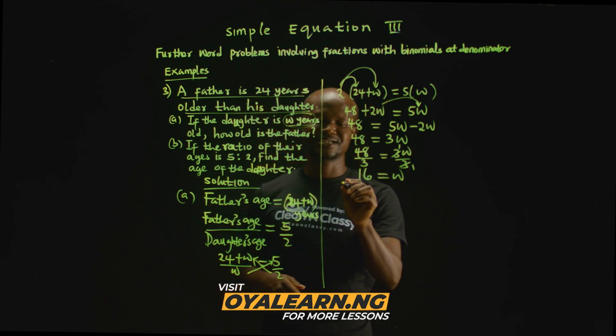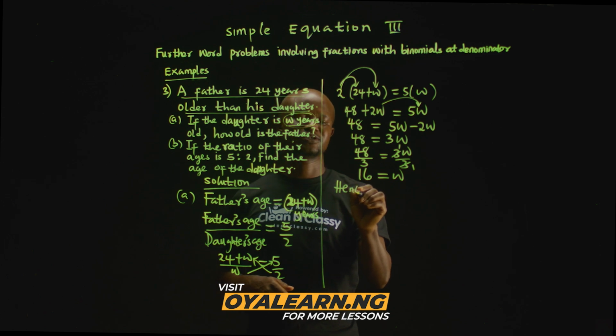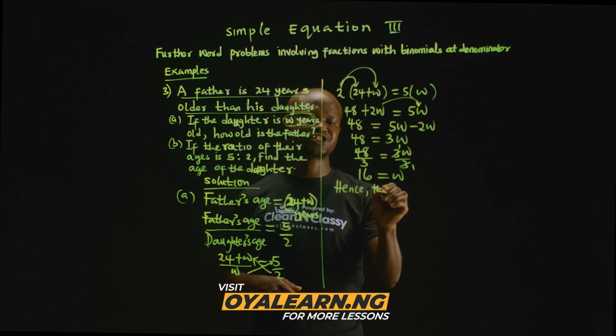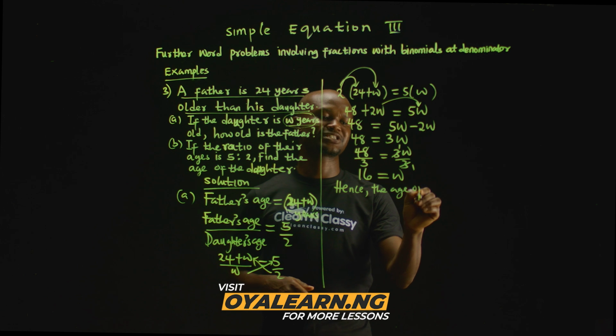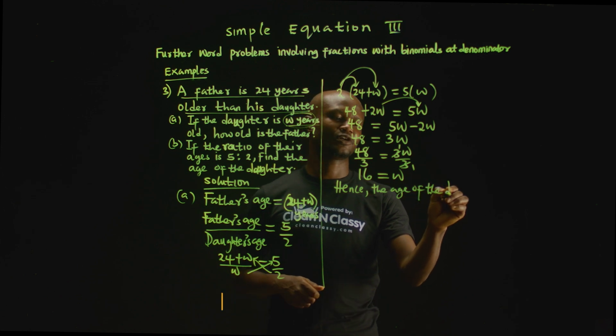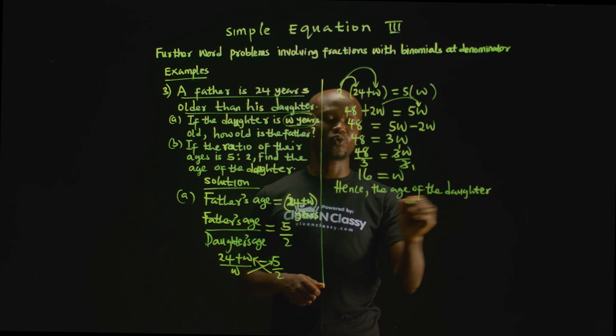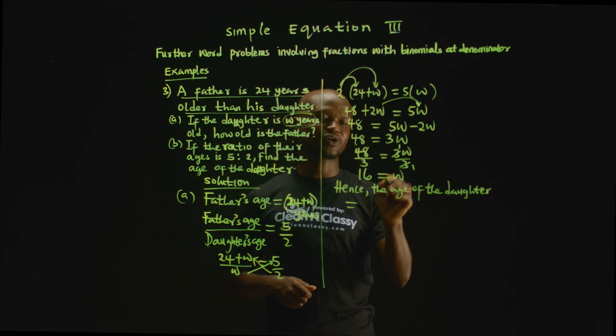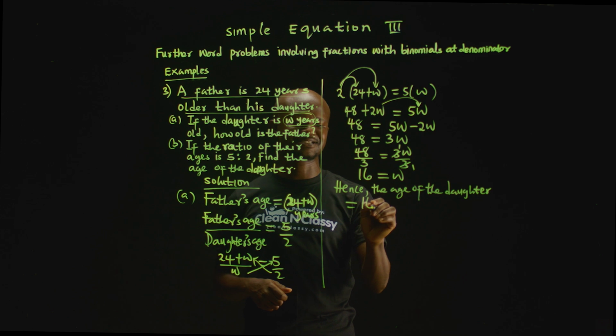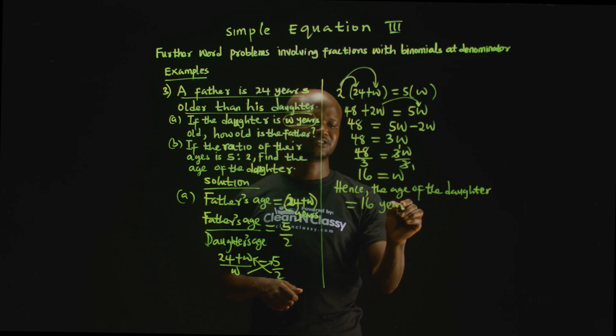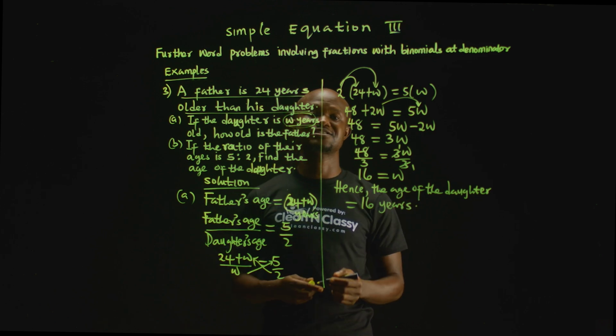So in this case, hence, we can now conclude that the age of the daughter equals W years. And what is W? That's 16. That is 16 years. That is the solution to the problem.